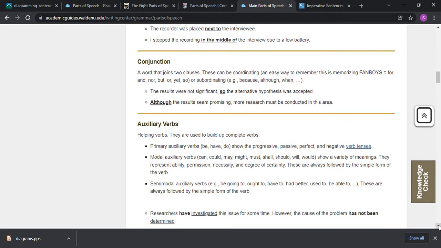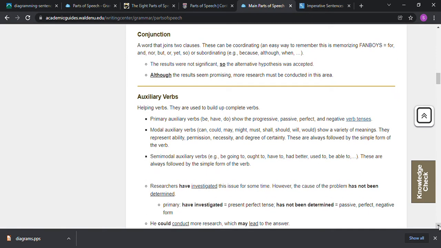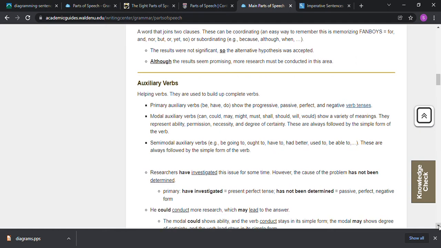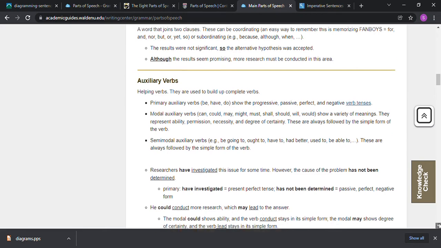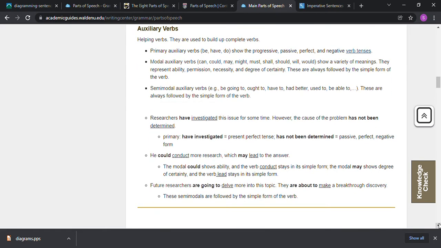It talks about auxiliary verbs. So that's something, helping verbs. They're used to build up complete verbs. And it talks about verb tenses. There's a link to read that. It says be, have, and do. So it talks about progressive, passive, perfect, and negative verb tenses. It talks about different auxiliary verbs. So you can read more on that if you like. And there are some examples for you to utilize.